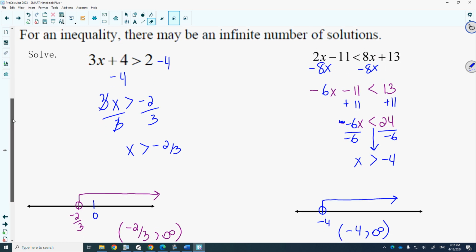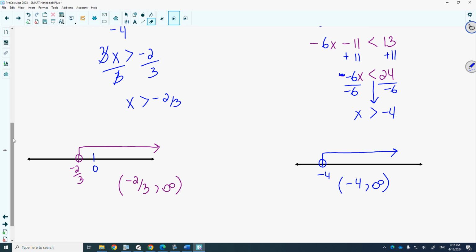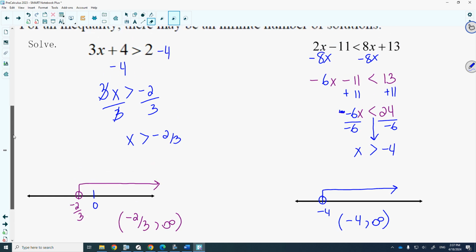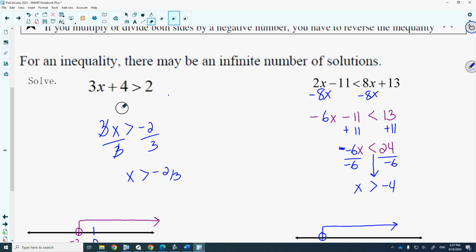In 20-1, we taught you how you could check that your answer is correct. For example, I'm going to pick a number within this solution region. I'll just pick 1. If I go back to my original inequality and put 1 into it, I'd have 3 times 1, which is 3. 3 plus 4 is 7. 7 is greater than 2. This is a true statement. If you pick any number within your solution region, you will get a true statement.